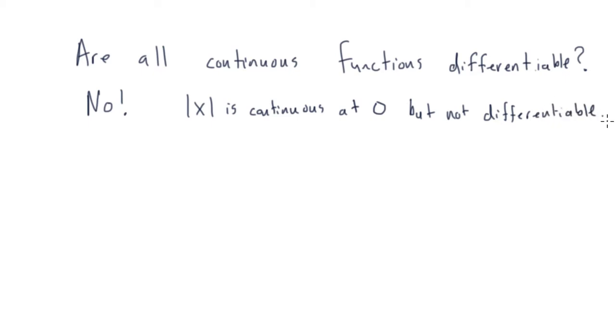And this is kind of the go-to example. If you're ever asked, give an example of a function that's continuous but not differentiable, absolute value of x. It's continuous at 0 because the limit from the left is 0, limit from the right is 0. But those two piecewise functions are meeting at a corner. They're not meeting smoothly. That point where they meet is not differentiable.